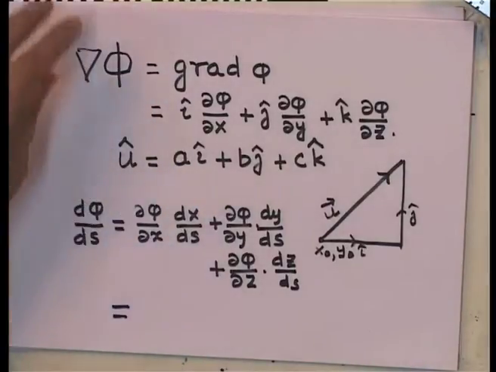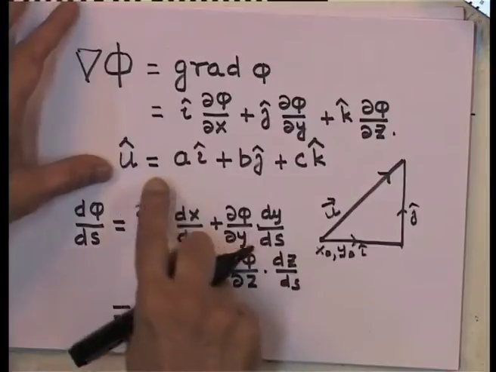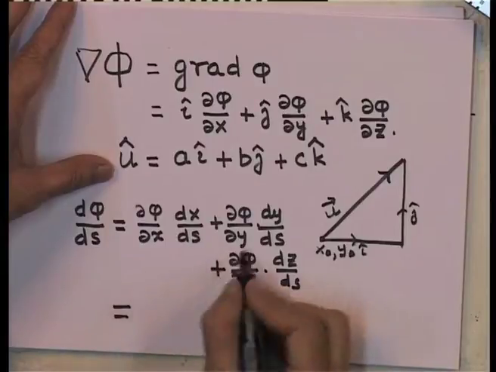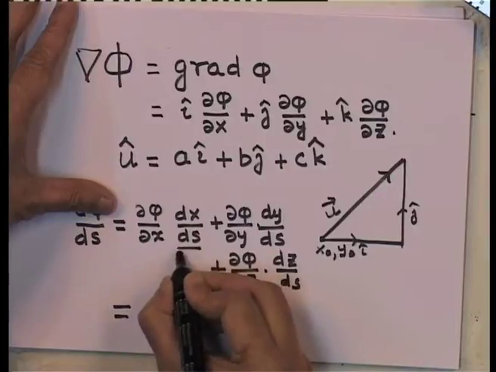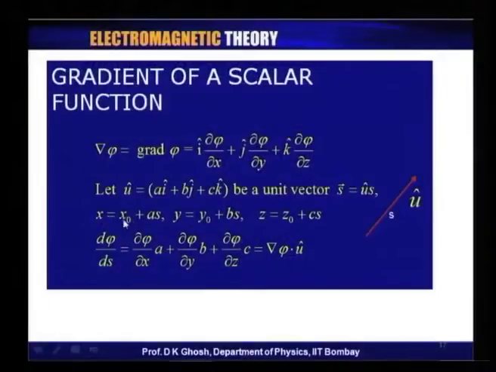This is the gradient phi definition, and u is a unit vector like this. So, what is this quantity? Since we have seen x is x0 plus a s, y is y0 plus b s, etcetera, this tells me that dx by ds, which is what I need here, with x0 as a constant, is nothing but a. Similarly, dy by ds is b, dz by ds is c.